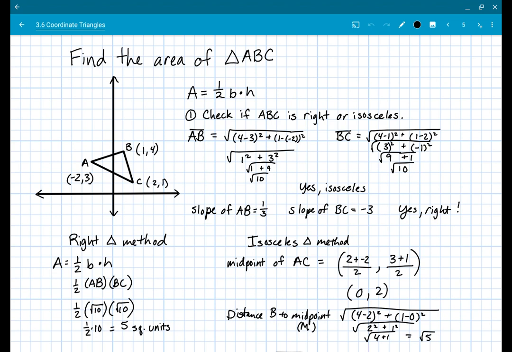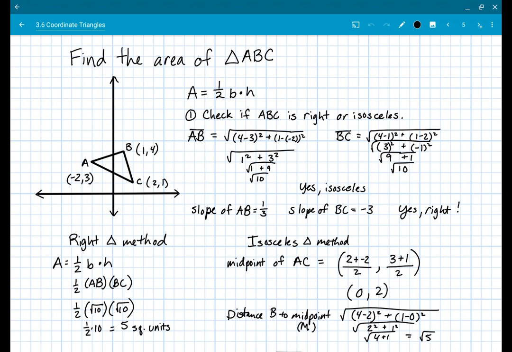So a right triangle means that the base and the height are already perpendicular to each other. So the base I'm going to use is AB, and the height I'm going to use is the section that's perpendicular to it, BC. When I plug those in, the square root times the square root of itself equals the number that's inside. So 1/2 of 10 is 5 square units, is our area.